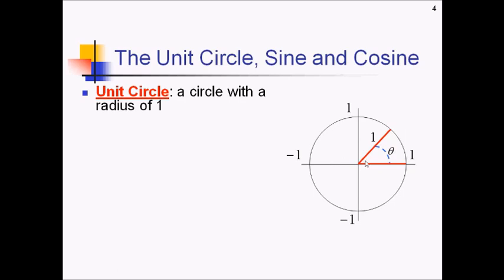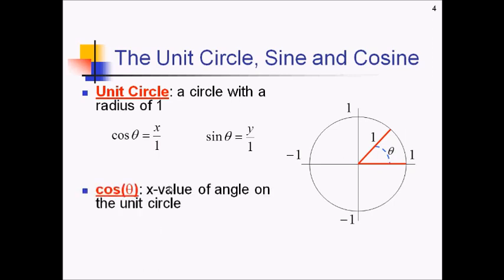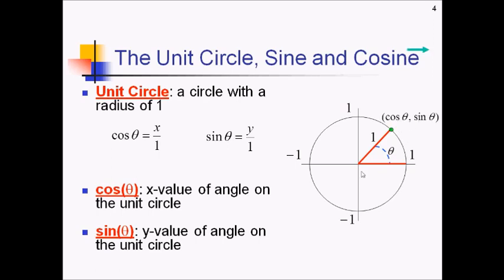That means that your cosine is no longer simply x over r. Your cosine is now x over 1. And your sine is no longer y over r. Your sine is y over 1. So we could define cosine as, well, this is just x, right? Cosine you could think of as just the x value of your angle on the unit circle. And sine you could think of as the y value of your angle theta on the unit circle. So this point on the unit circle, we could call this cosine theta, comma, sine theta.